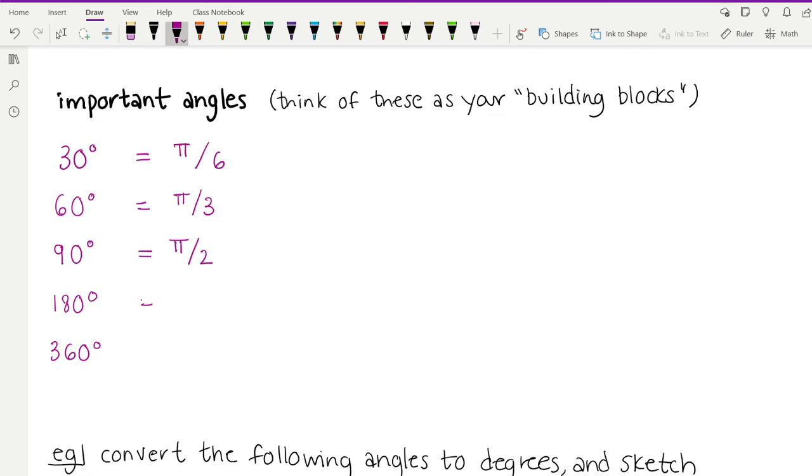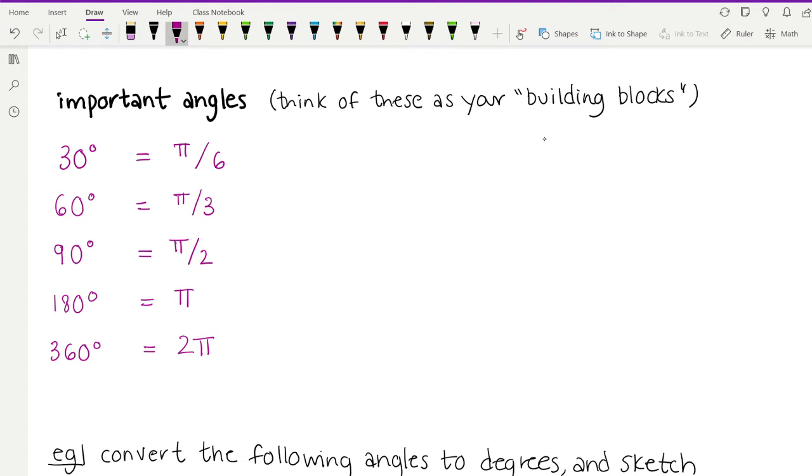And then 180, well, that's the easiest one, right? We already know that's pi. If there's nothing else you remember about radians, that is the one to remember, right? That pi is 180. If you know that, you can always come up with these other ones from that one. And then 360, well, that's 2 times 180, right? It's twice 180, and so that would be equal to 2 pi radians.